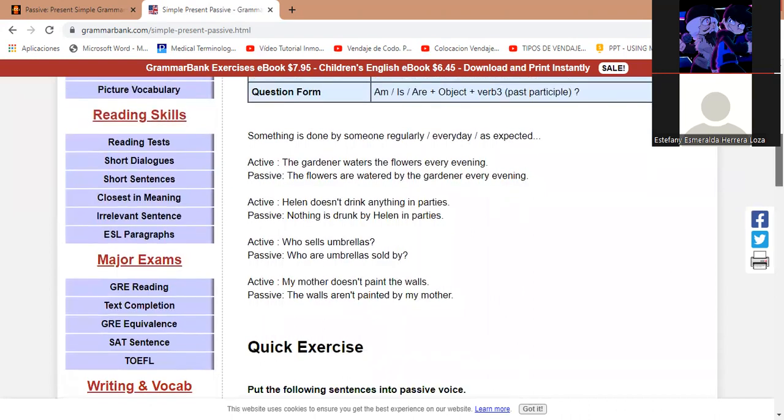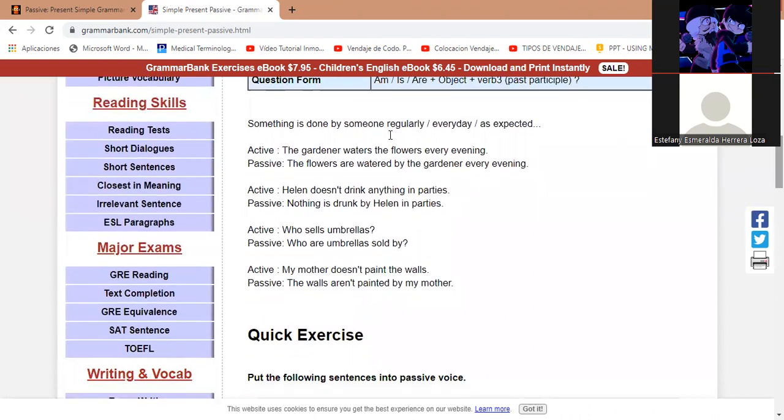All right. So here go some examples again. The gardener waters the flowers every morning. The flowers are watered by the gardener every evening. Sorry, not every morning.